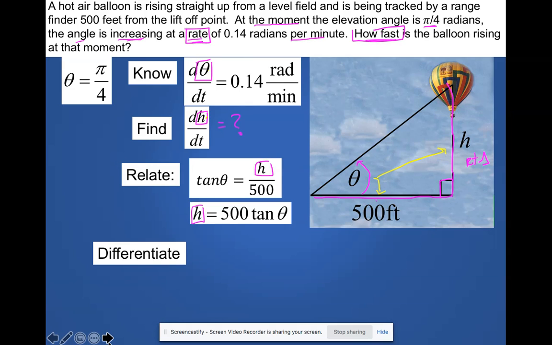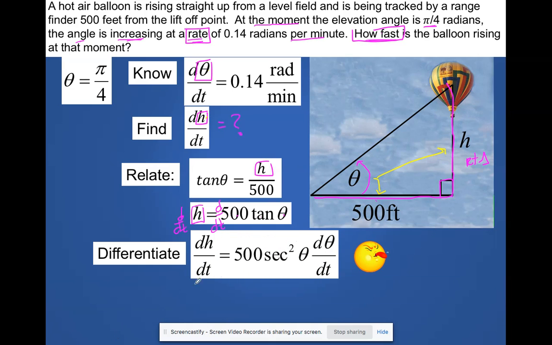Now it's time to differentiate. Take the derivative of both sides with respect to t. 500 is a constant times tangent of a variable that does not match time, so you're going to need the chain rule. Left side is just dh dt. 500 is just the constant times the function, so the derivative is 500 times the derivative of tangent, which is secant squared of the stuff, times the derivative of the stuff. Check to make sure: did you get an equation that related? Do you now have the rate that you're trying to find and the rate that you're given?